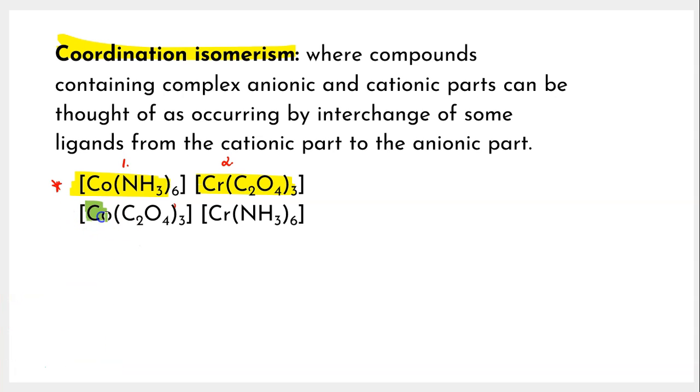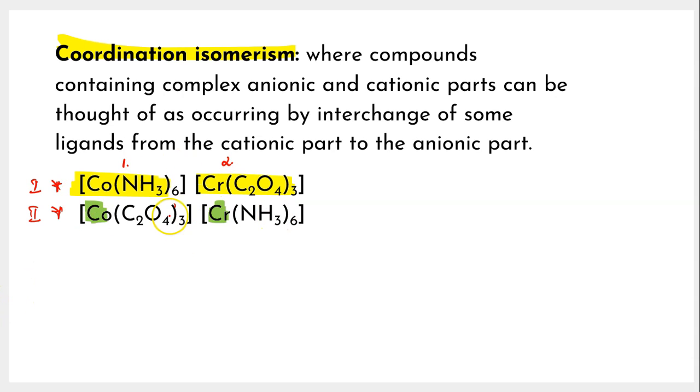You're talking about a complex where cobalt is acting as a central atom, but here the ligand is C2O4, oxalate. And you have a complex in which chromium is acting as a central atom, and the ligands are ammonia ligands over here. What difference do you find between the examples that you see here in set 1 and set 2?